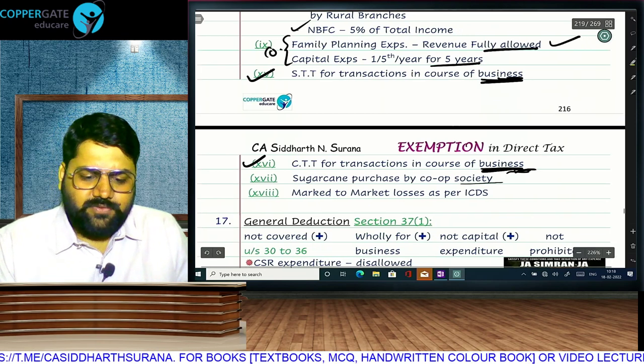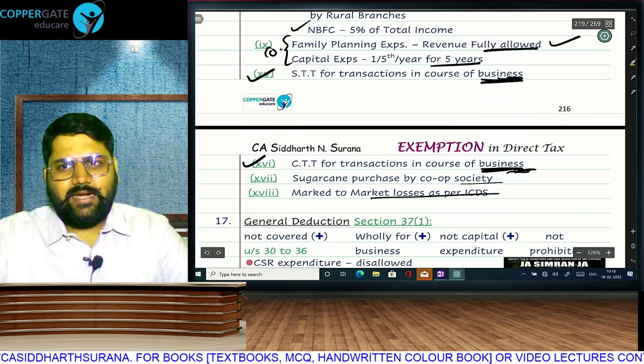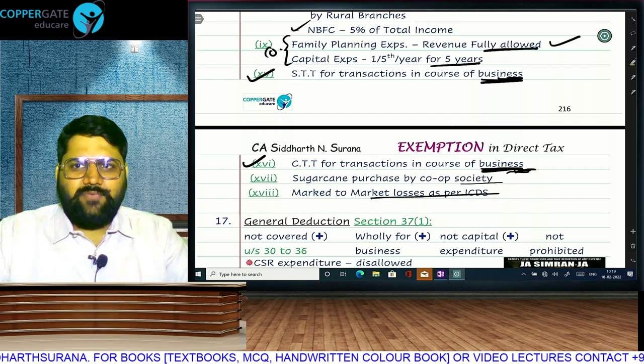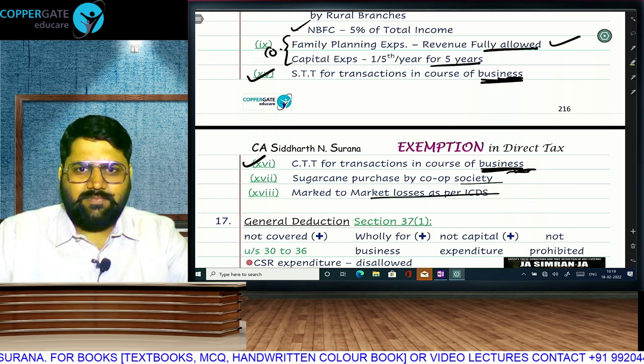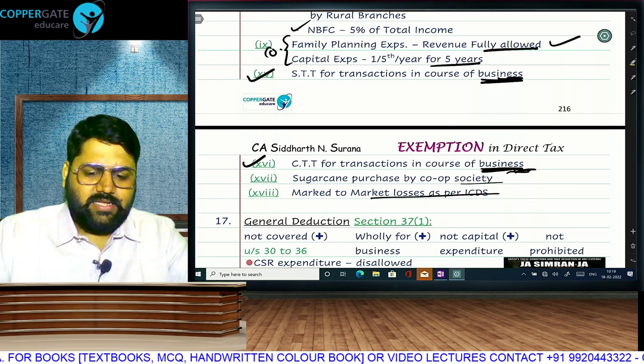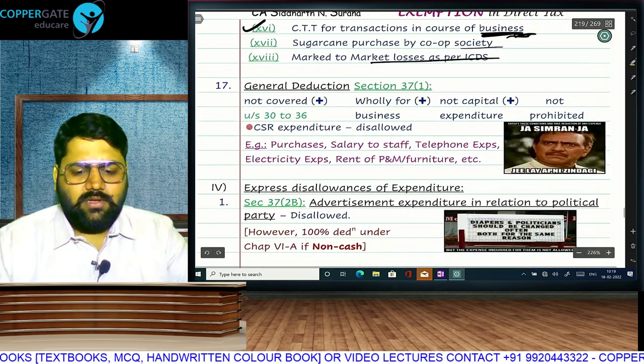Sugarcane purchased by cooperative society will be allowed. And mark to market losses, this is a concept which comes in final CA, financial management, that there are mark to market losses. Then as per ICDS, it is going to be allowed as a deduction.